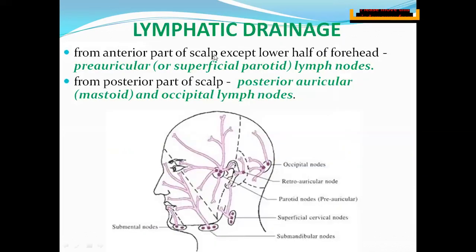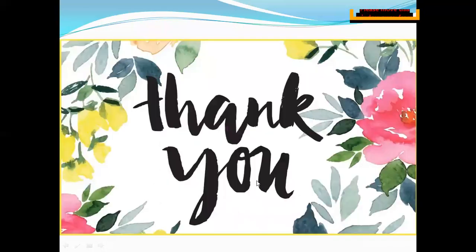Now coming to the lymphatic drainage of the scalp. From the anterior part of the scalp, except for the lower half of the forehead, the lymph moves to the preauricular or superficial parotid lymph nodes. This is preauricular. From the posterior part of the scalp, it moves to the posterior auricular or mastoid and occipital groups of lymph nodes.